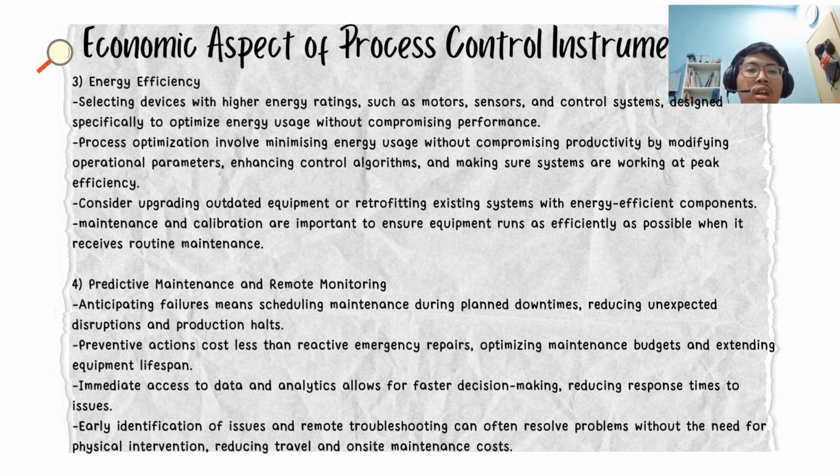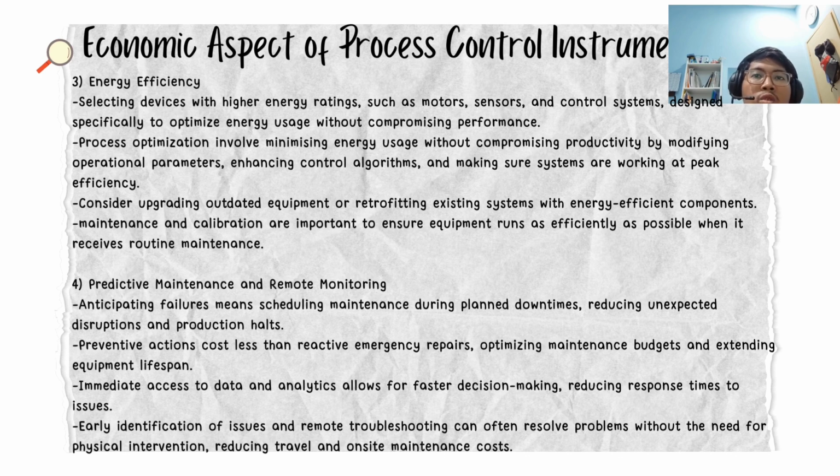Okay, so the third approach is energy efficiency. This means selecting devices with higher energy ratings, such as motors, sensors and control systems designed specifically to optimize energy usage without compromising performance. Process optimization involves minimizing energy usage without compromising productivity by modifying operational parameters, enhancing control algorithms and making sure systems are working at peak efficiency. Consider upgrading outdated equipment or retrofitting existing systems with energy efficient components.